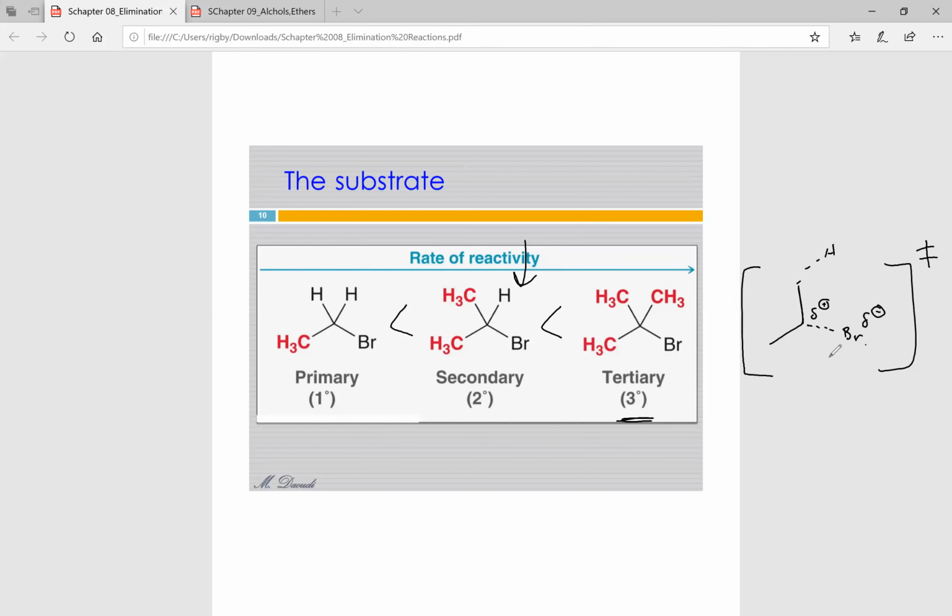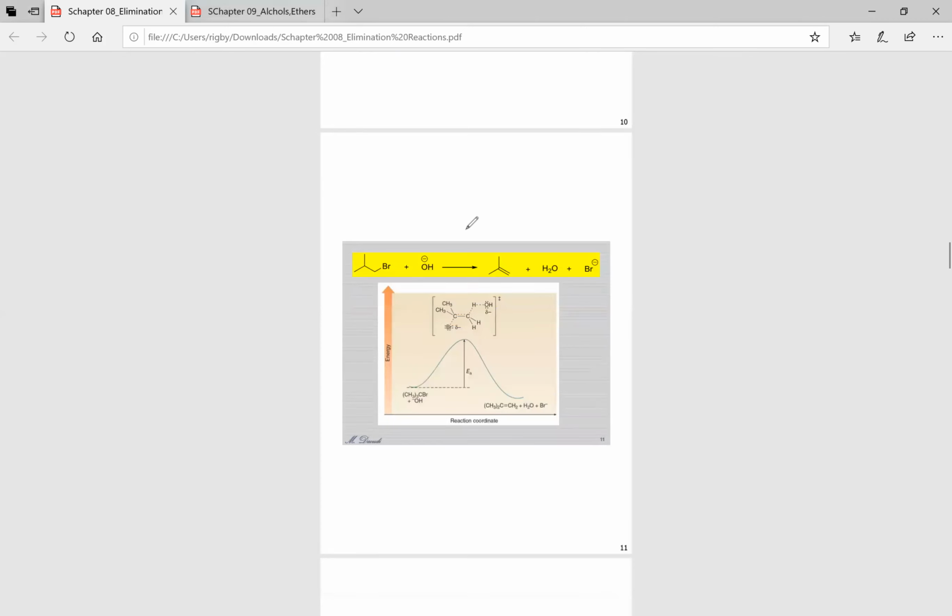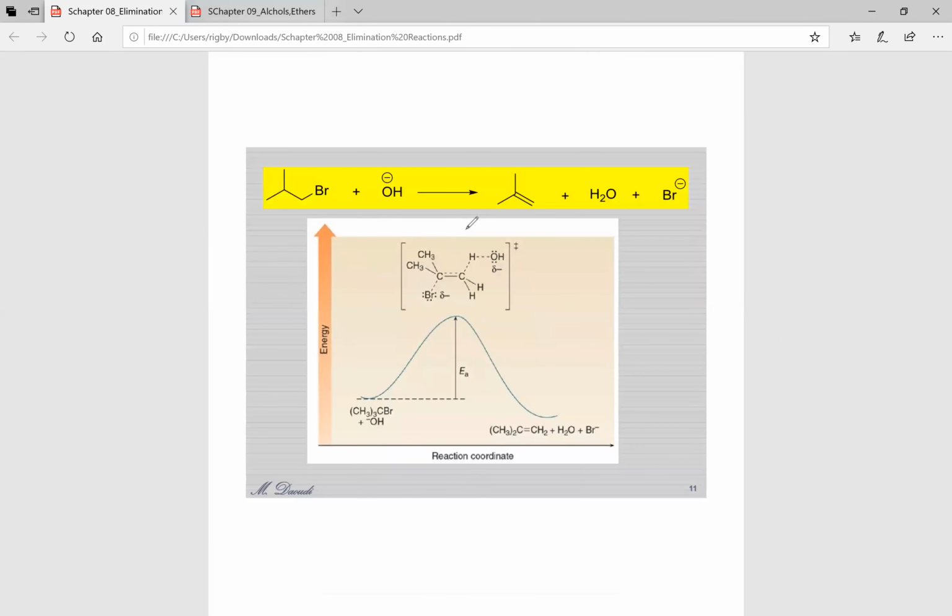You see here that the partial positive charge is going on the carbon that's attached to the leaving group. So what that means is that the more substituted that carbon is that is attached to the leaving group, the more stable the transition state will be, and the better the reaction will go. So that's why E1 and E2 prefer tertiary over secondary over primary, which is a little bit different from how SN1 prefers this pattern, but SN2 does not. Okay, so this is just showing our partial bonds and everything.